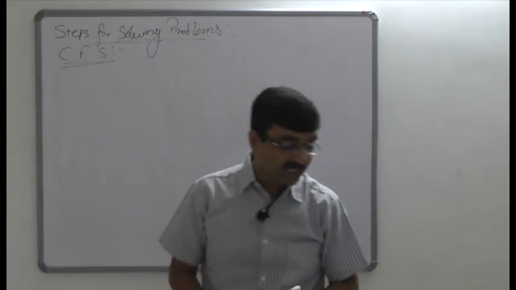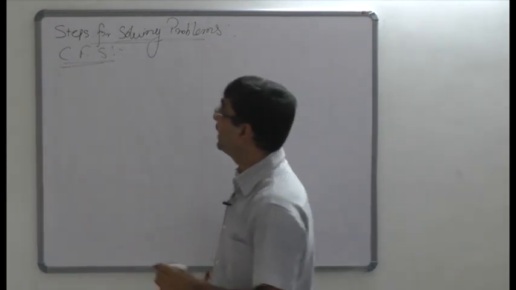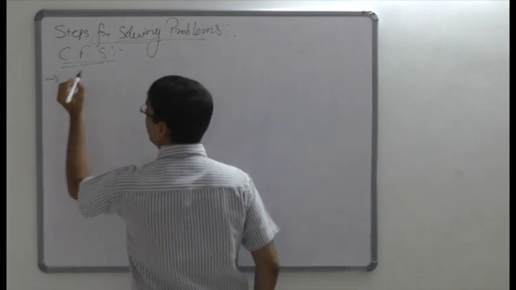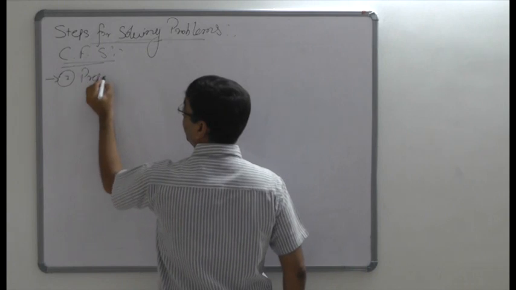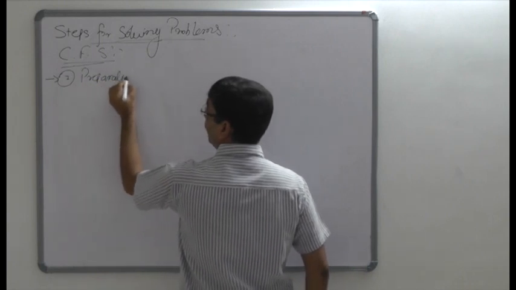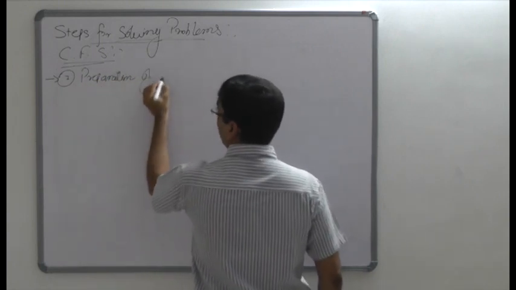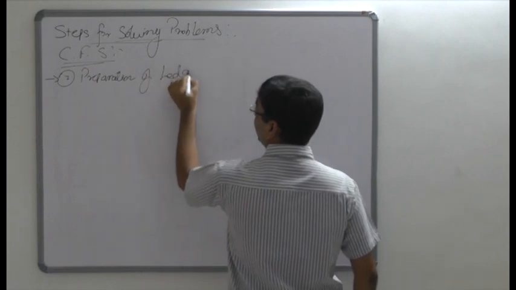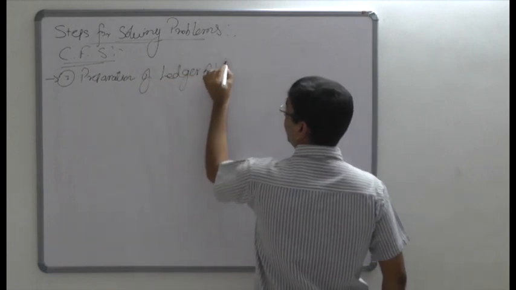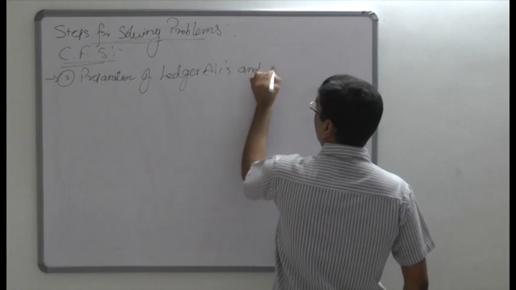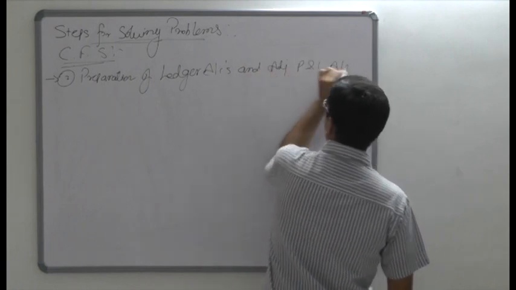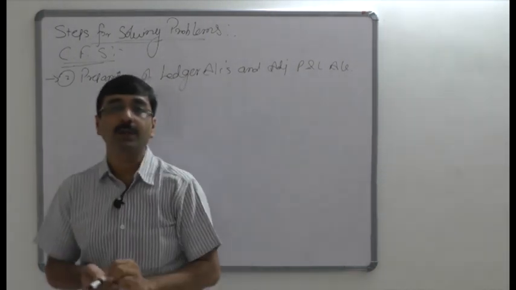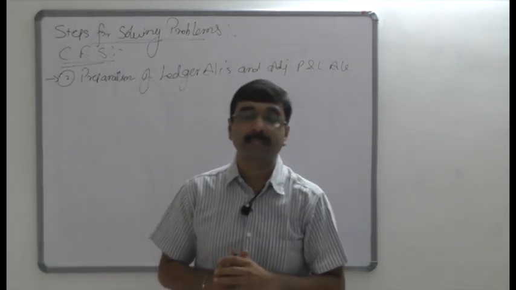In this case, we can start with the first step, which is the preparation of ledger accounts and the adjusted profit and loss account. So first we will start with these ledger accounts and the adjusted profit and loss account.